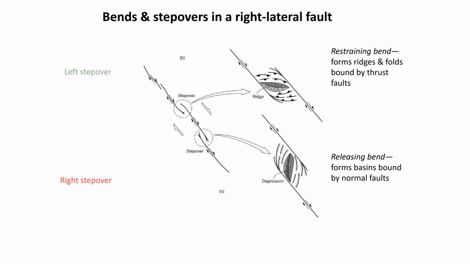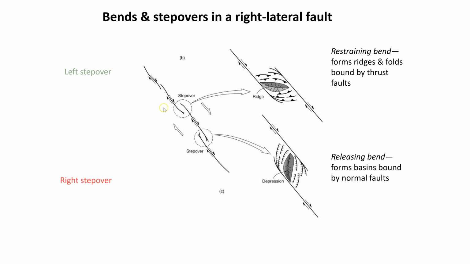So when we look at the bend, or the Big Bend in the San Andreas Fault, we need to understand that when this occurs, a lot of times it creates a separation of the fault, or what we call a stepover. So in a right lateral fault, if we have a left stepover or a right stepover, it will create either a restraining bend or a releasing bend.